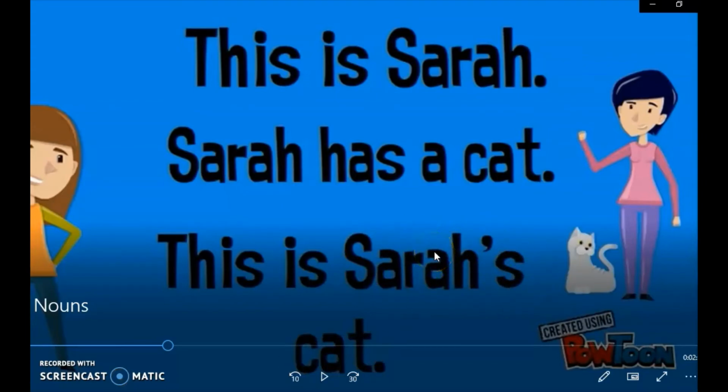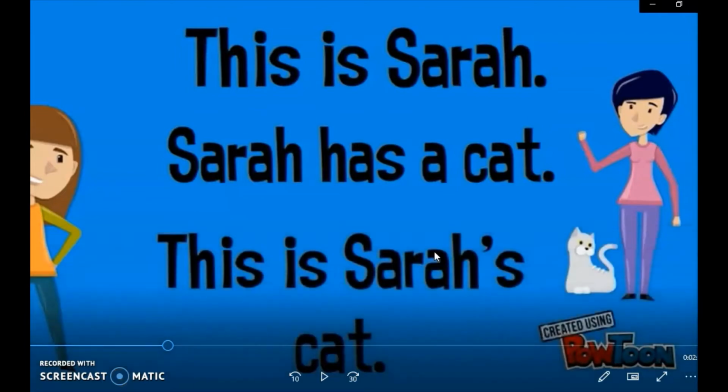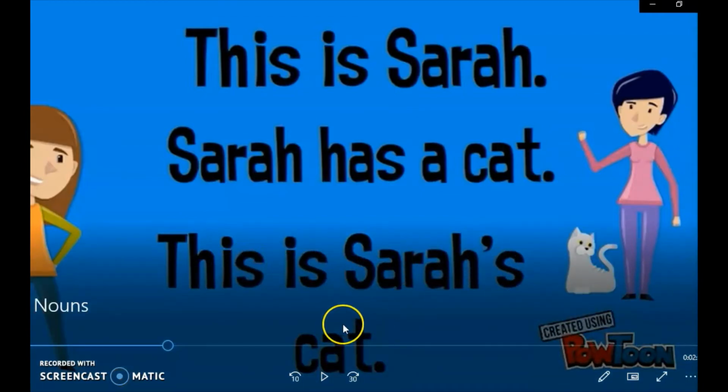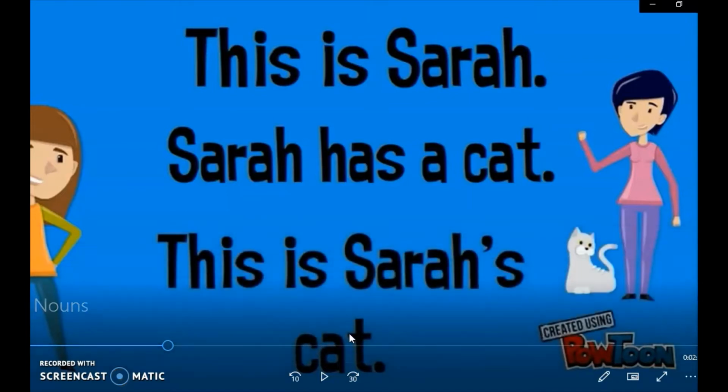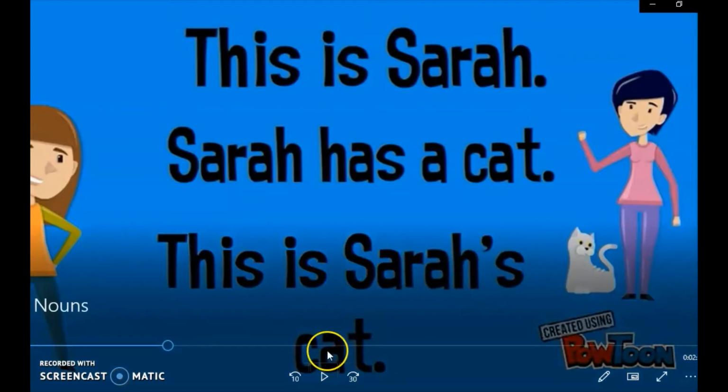Now, Sarah is a singular noun because she's one person. And so we're practicing changing singular nouns to the possessive form, to show ownership, who it belongs to. Now, if you look at this sentence, this is Sarah's cat. Cat is also a noun. So in order for us to know which noun we change, because cat is also singular, we have to ask the question, who does it belong to? So in this case, the cat belongs to Sarah. So Sarah is the noun that we're going to change to the possessive form.